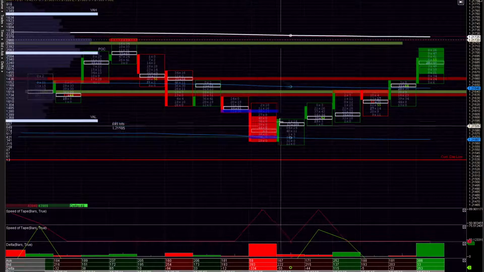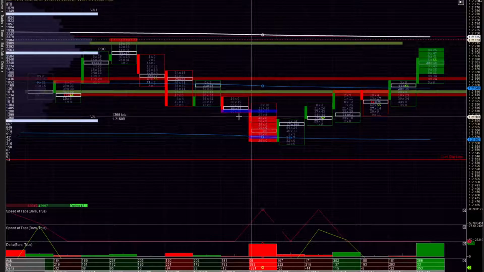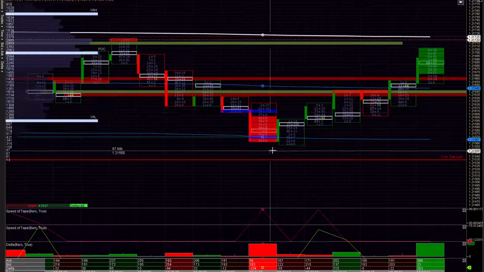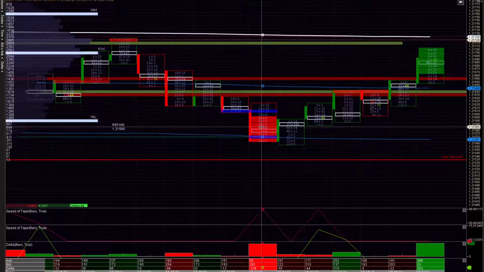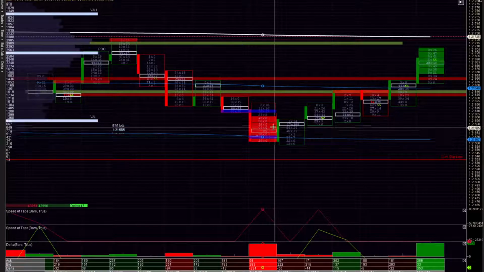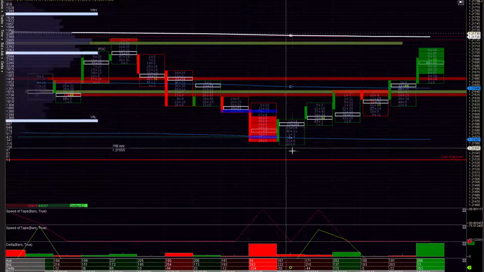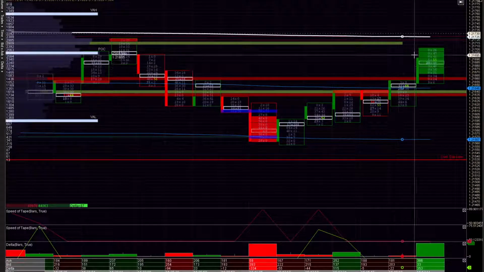And these red bars, I set up like this, but this is when a huge trade is made, a lot of volume. It can be a big stop loss, like here.